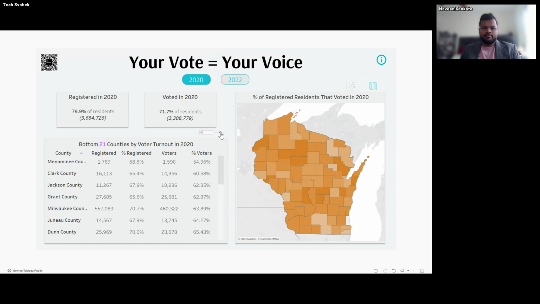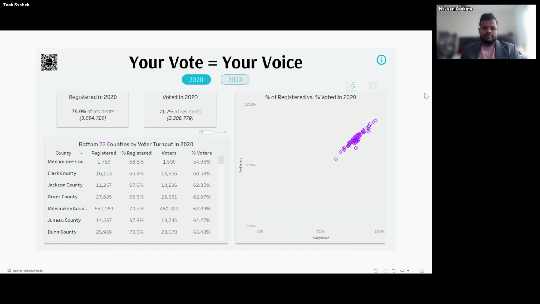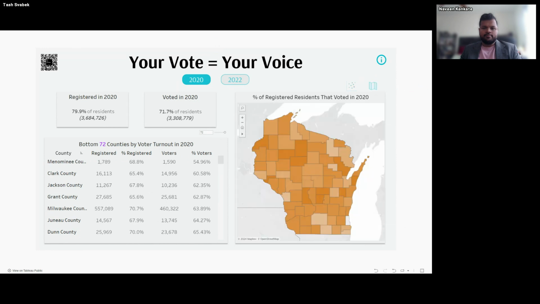The scatter plot highlights in purple the counties that are included in the ranked chart. So if you click on the scatter, however many counties you're showing, it's going to change them all to purple. So we have it at 72. So very interactive. And if you switch back to the map view, you can see the lowest turnout counties and the highest turnout counties.